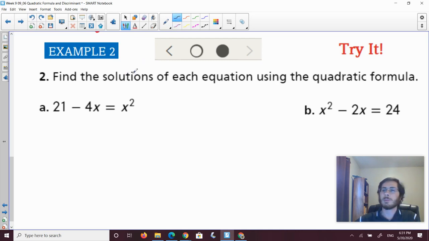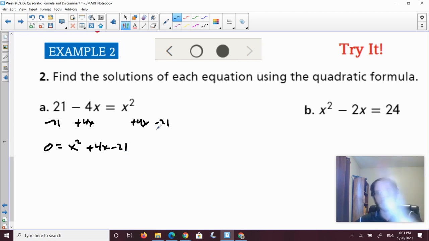But the goal is to get everything in standard form first. So for this one, I'm actually going to add 4x to both sides and then subtract 21 from both sides to get 0 equals x squared plus 4x minus 21. So again, the whole idea is it's x squared and then the x's and then the number at the end.